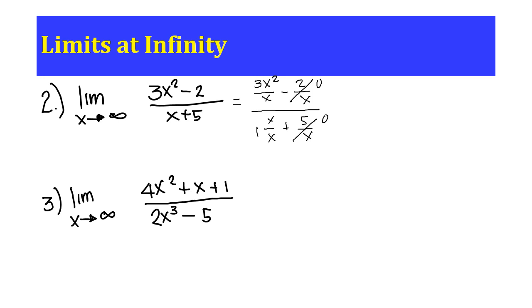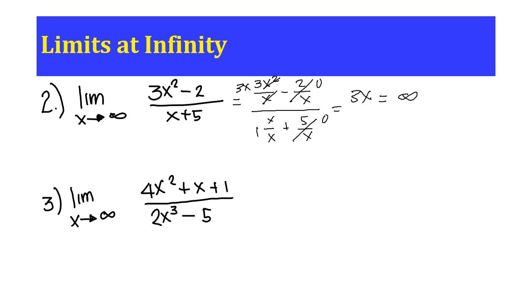And this one will have 3x because x will cancel out. So what we'll have is 3x over 1, and if we're going to plug in infinity multiplied by 3x, we will have positive infinity.